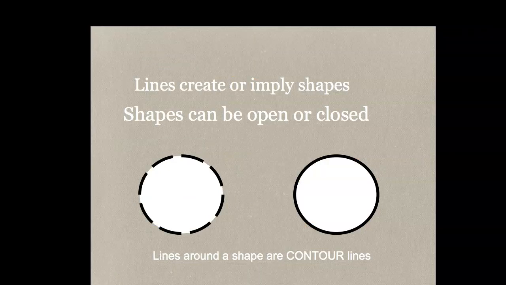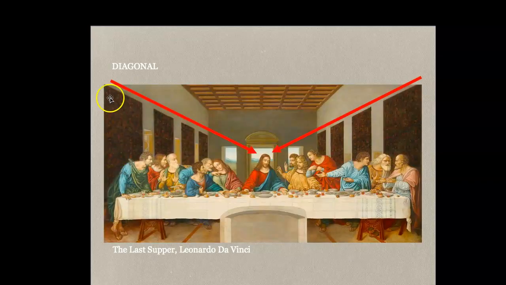Now, line can also be used to define shapes. When we're talking about the lines that define shapes, we're talking about contour lines, the lines that go around the edge of the shape. Lines, as they define shapes, are often either open or closed. With open shapes, our eyes fill in the gaps between. Just as in this painting, our eyes fill in the gaps and still follow that pathway.